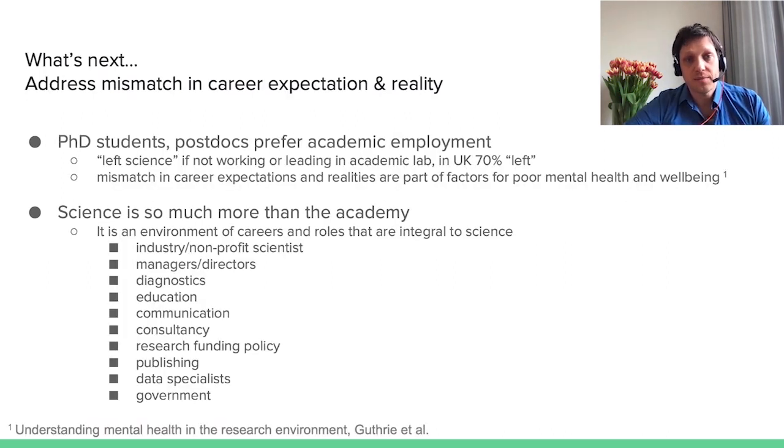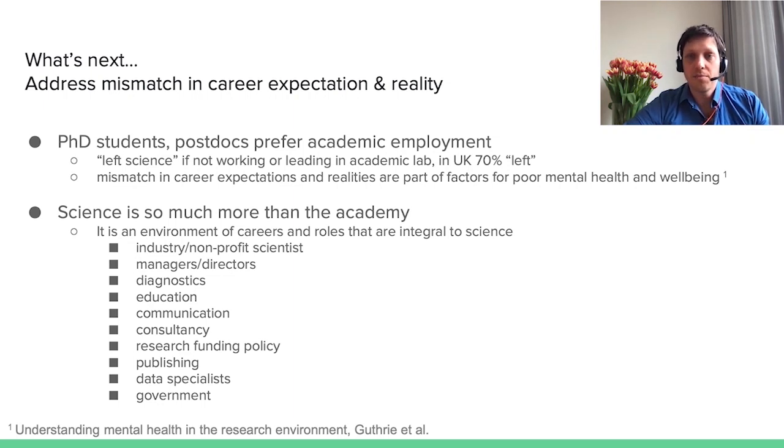So what's next? While I worked on completing my research scientist profile, I noticed a clear mismatch in career expectations and the reality, in both myself and many others. The majority of PhD students and postdocs seem to prefer the academic employment. Any other position is often referred to as if that person has left science, or if it wasn't the second choice or first choice. This group actually makes up the majority of scientists, up to 70% in the UK.